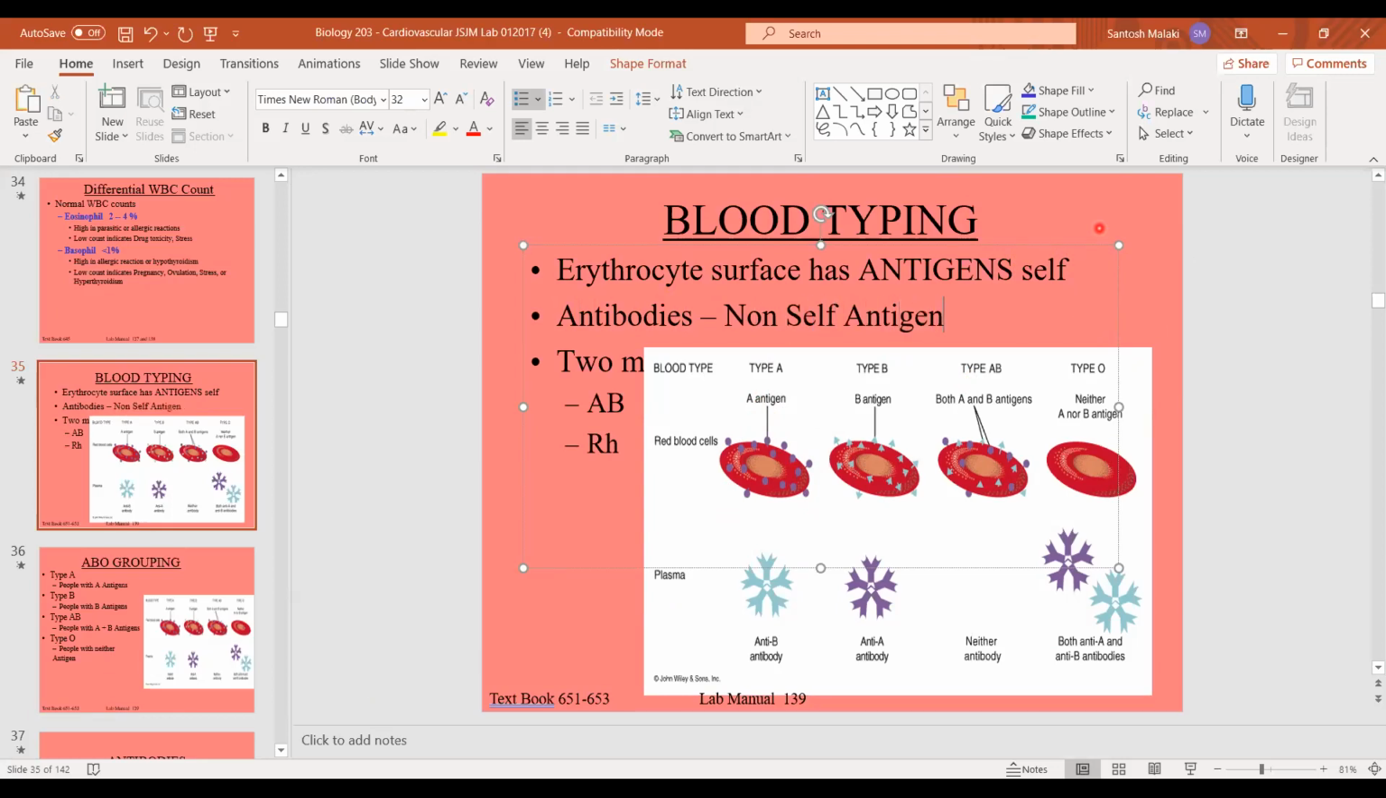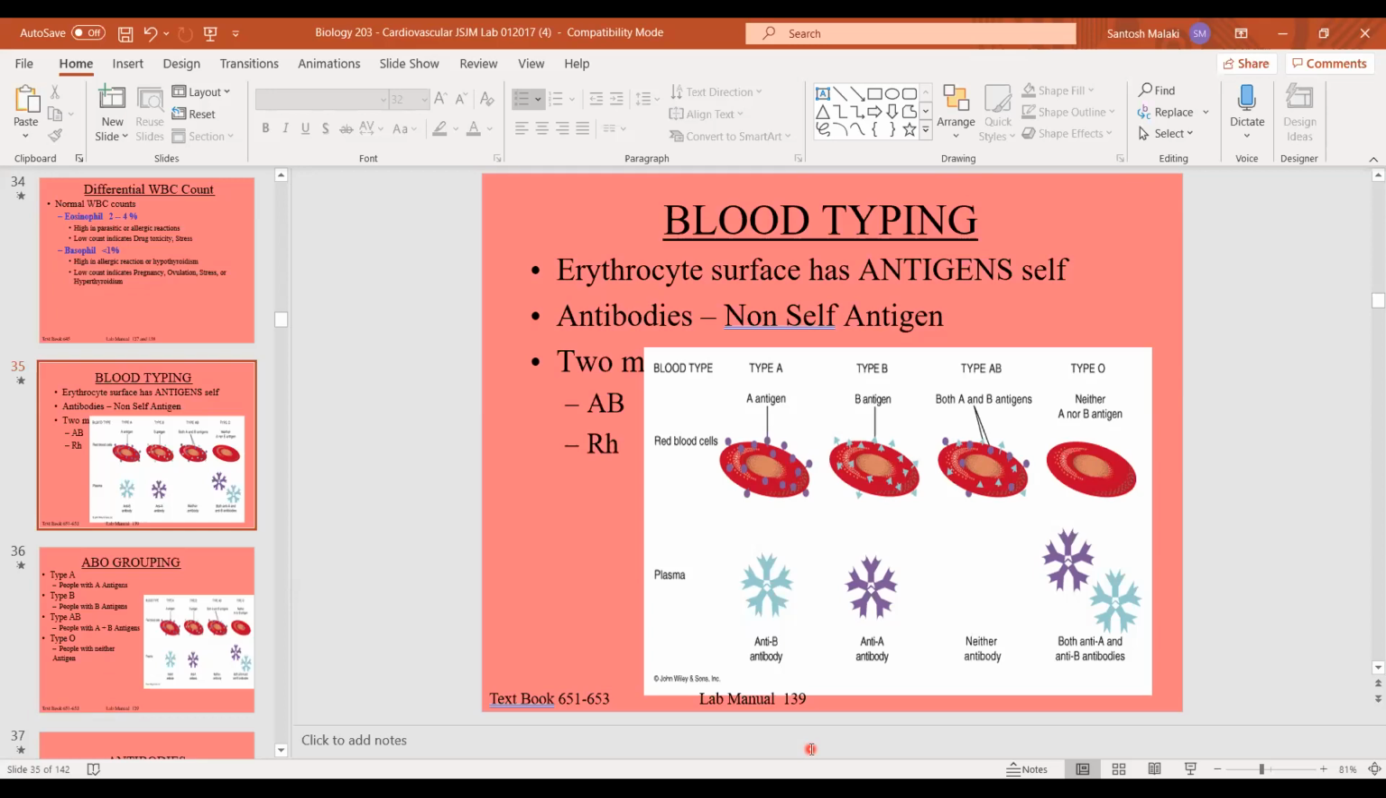So what is a non-self antigen? If you are an A, who are you not? What is non-self to you? B. Am I right? Because you're not B, right? So your body's defense system is designed to protect you against the B protein. Why? Because you are not B. So therefore, in your plasma, look down below here, you will see the protein antibodies are anti-B.